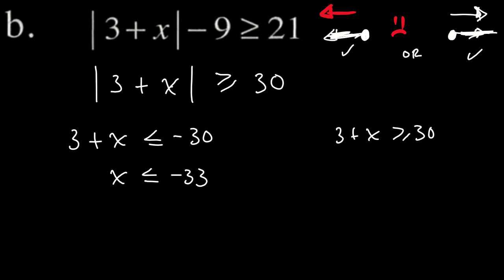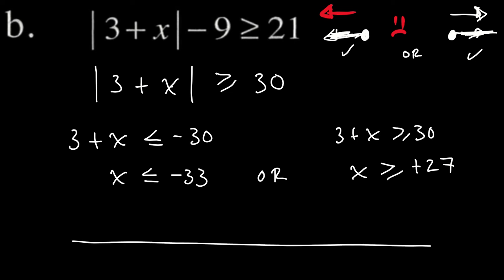And on the opposite end of that, x's are those values that have to be greater than or equal to, and I'm still taking away 3 from this, positive 27. So as long as x values are more than or equal to 27, or on the low end they're less than or equal to negative 33, we have a solution. So that's our answer.